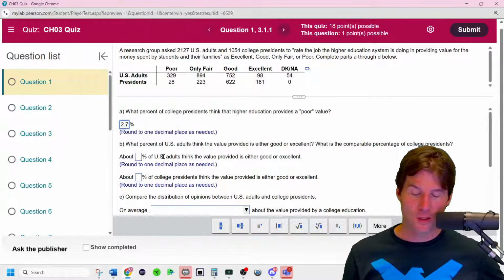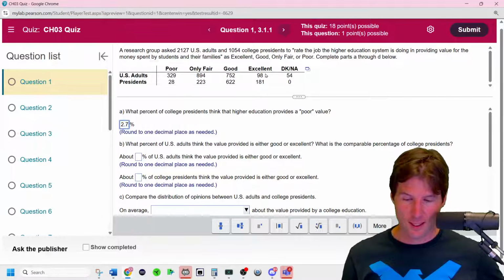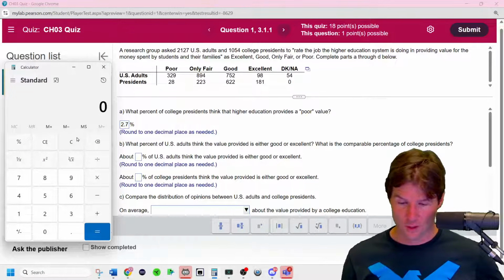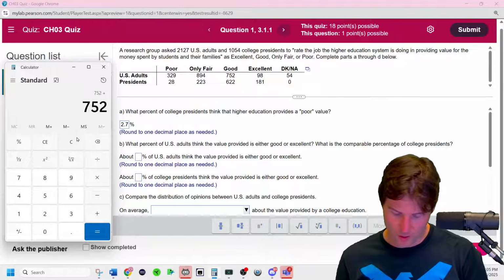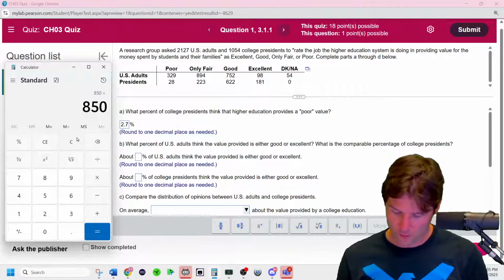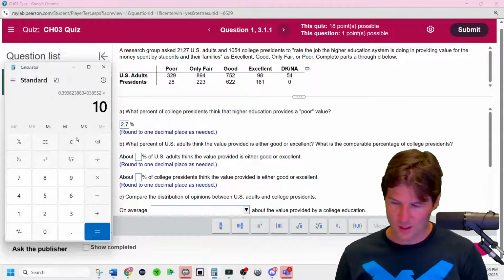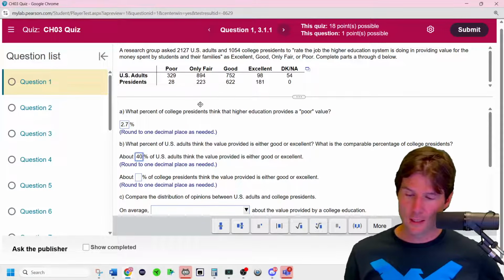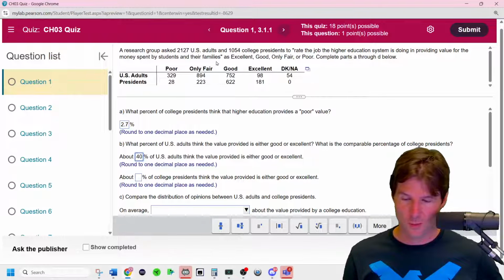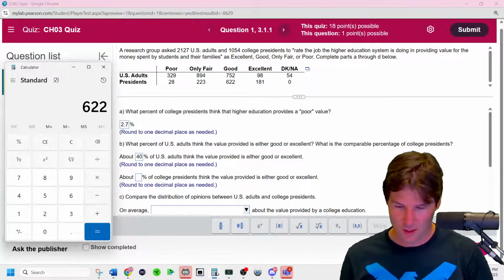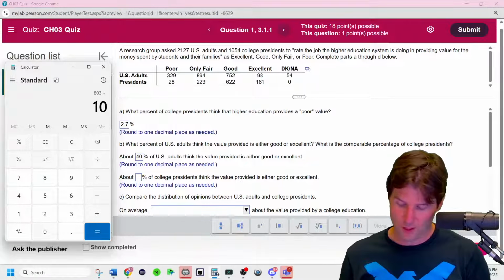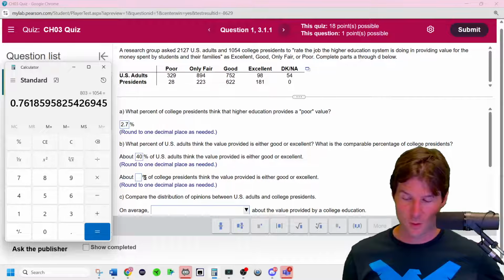Do the next one. What percent of the U.S. adults think it's good or excellent? We're going to add these two numbers here and divide by the total. And this is a conditional distribution. Given someone's a U.S. adult, we're going to add up the good or the excellent and divide by the total for U.S. adults. Given someone is a U.S. adult, what's the probability they think it's good or excellent? It's 40% when rounded. And then given someone's a college president, we'd add up these two numbers and divide by the total. Remember, these are conditional distributions because we're saying given somebody's a college president, 622 thought it was good, 181 thought it was excellent, out of the total 1054.